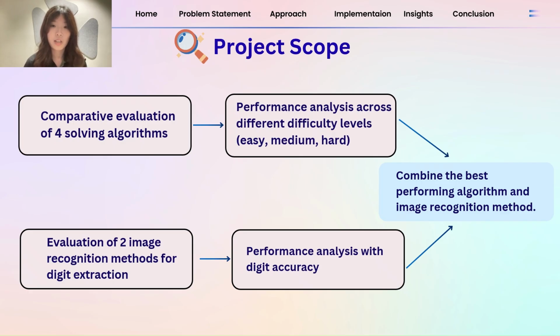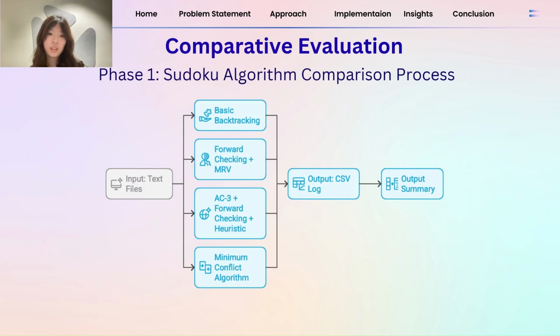Then, we do a performance analysis of their digit accuracy, comparing how often each method correctly identifies the digits. Finally, we will combine the best performing solving algorithm with the most accurate image recognition method to build one efficient and reliable Sudoku solver. So in the comparative evaluation, first, we will talk about phase one, which is the Sudoku algorithm comparison process. For each algorithm, we will run the Python command. They are able to run these three tests at the same time, and generate a CSV log after we run our algorithm. So it helps us compare every algorithm efficiently.